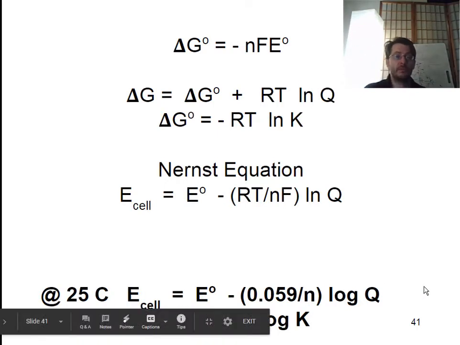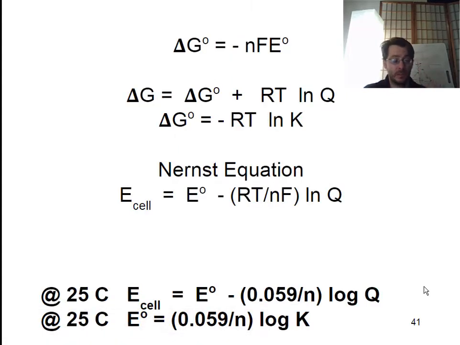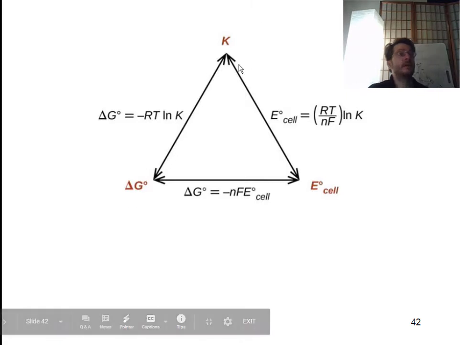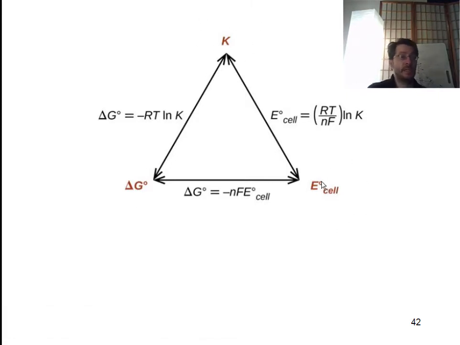Right? Very powerful, very flexible. Like I said, you can plug in almost any value, and what this allows you to do is look at how concentration affects cell potentials. These three equations allow us to interrelate Gibbs free energy, equilibrium constant, and cell potential. We know this one from our previous work, but now we can start to see the cell potential.